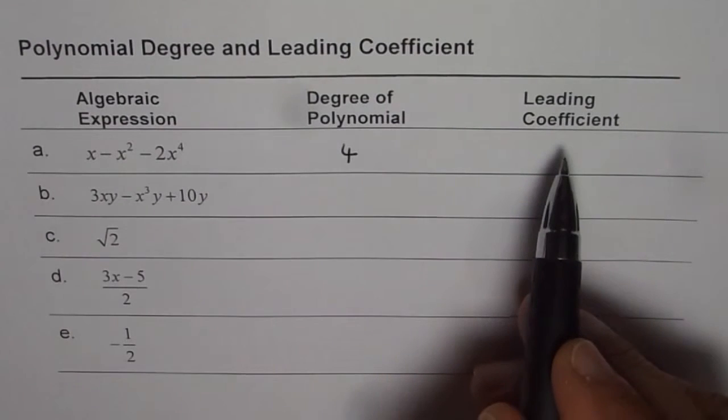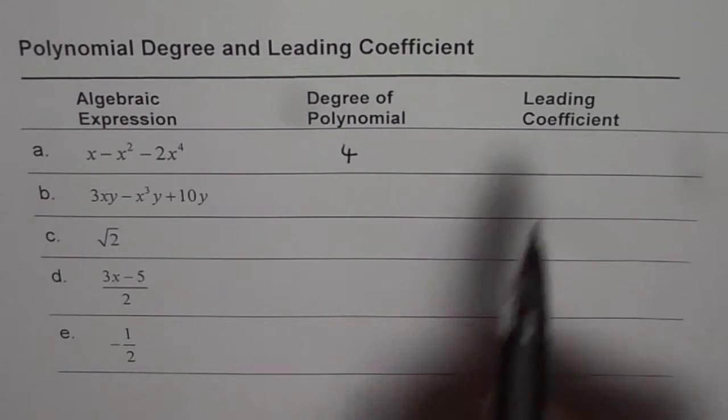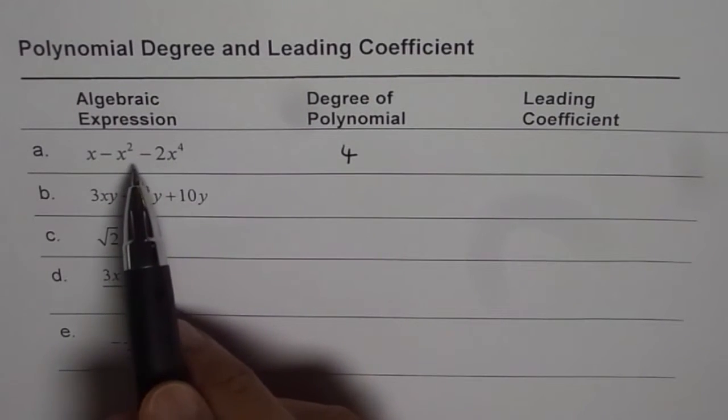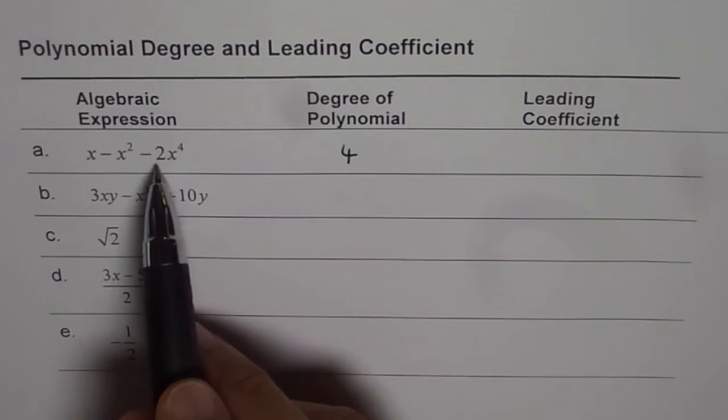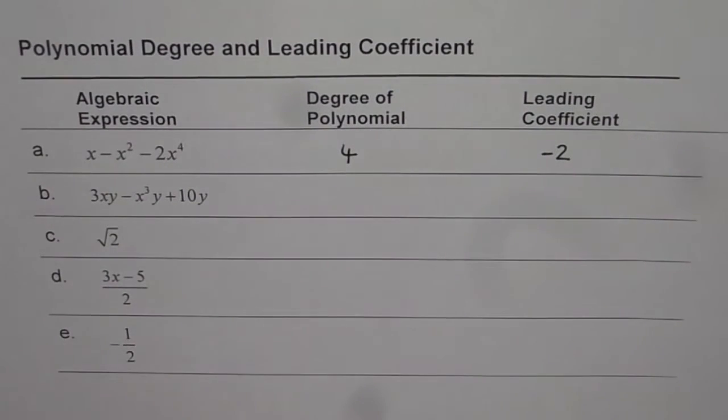Now leading coefficient. Leading coefficient is the coefficient of the term with highest degree. Now in this case minus 2 becomes the leading coefficient. So we get minus 2 as leading coefficient. I hope with this the concept of degree and leading coefficient is absolutely clear. At this stage you can pause the video, answer rest of the questions.